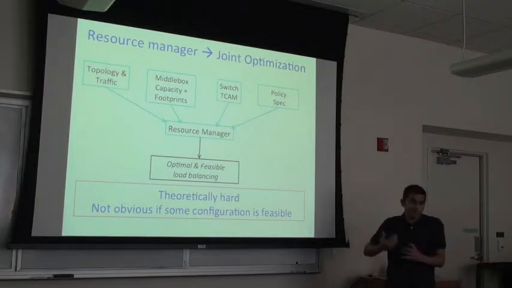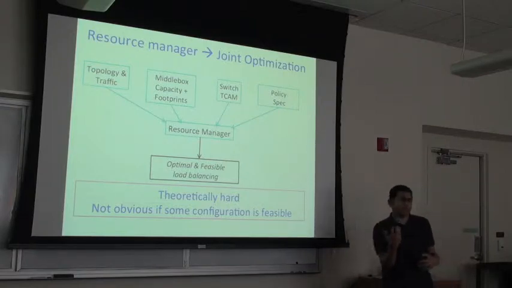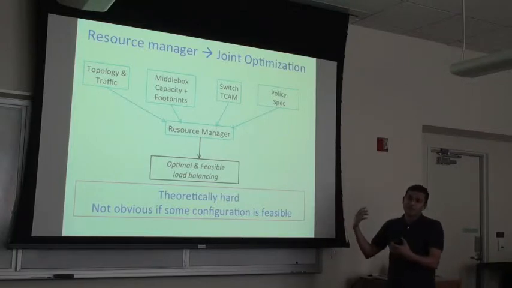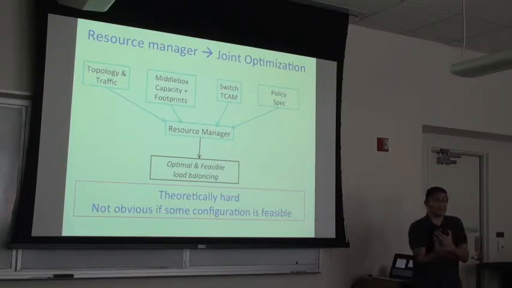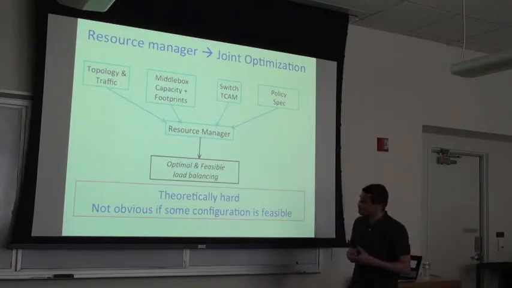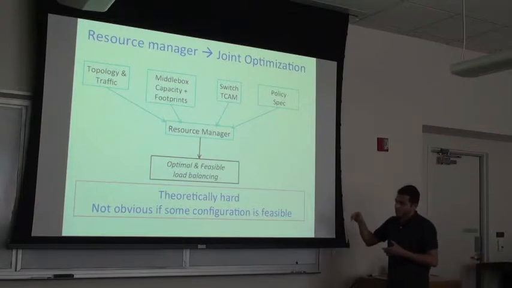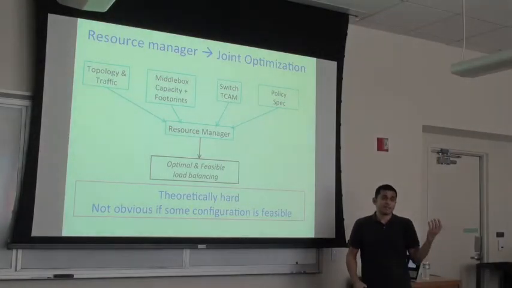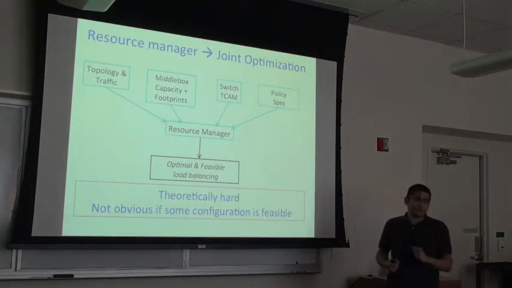It turns out this is theoretically hard, and many people have seen this in multiple instances. When you start talking about these TCAM constraints, they are integer, discrete constraints. The minute you have integer or discrete constraints in an optimization problem, it very quickly becomes NP-hard, because you have to do this integer discrete modeling. And in our case, it's conceptually even harder, because if I give you a particular configuration saying do 50-50 load balancing, I don't even know if that configuration is feasible or not. I can't even tell you that.